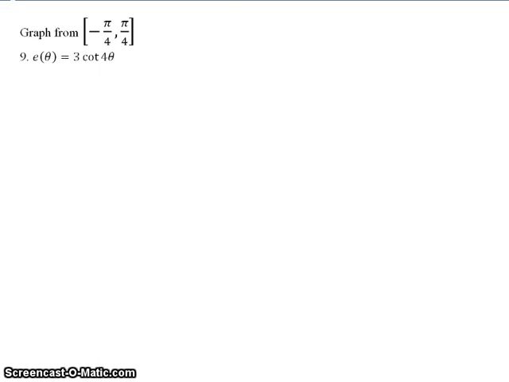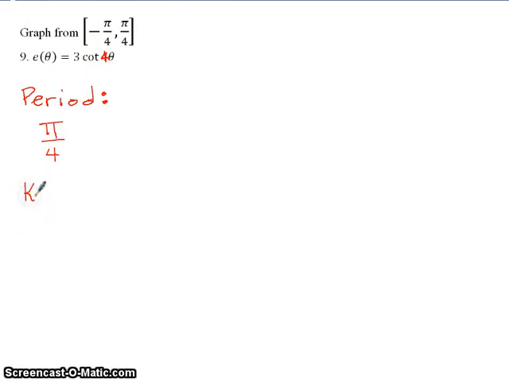Okay, problem number 9. We have to graph the cotangent function here. We want to start off by finding out the period. The period for the original graph of cotangent is equal to pi. So we start off by taking pi and dividing it by the value that's right in front of that theta there. So our new period here is pi over 4. I can tell this one's going to work out pretty nicely because I see that my graphing window is going to be from negative pi over 4 to positive pi over 4.